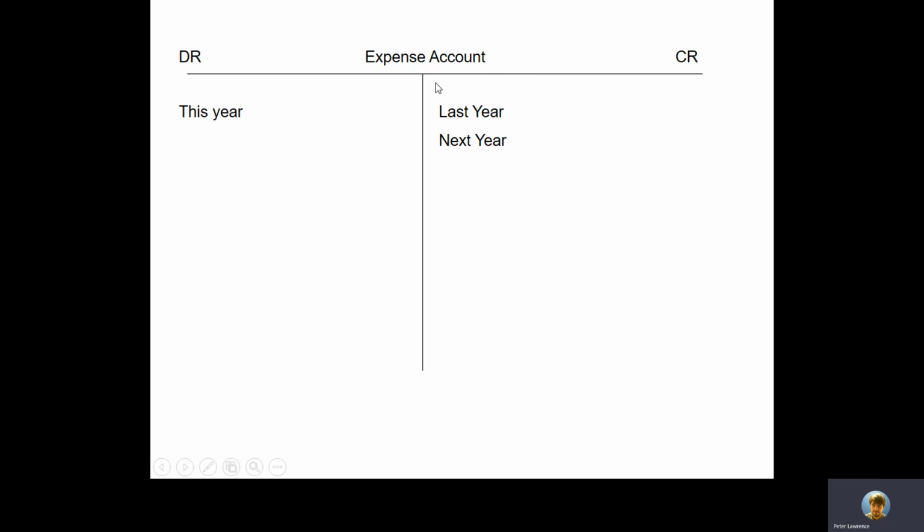So as we go through this, what I want you to think about is when did we use the expense, not when we paid for it. That's very, very important. It's about when you use something and not when you paid for it. If you can get your head around that, then the topic can actually become relatively straightforward. So debit this year, credit last year and next year. You get that, you're halfway there.